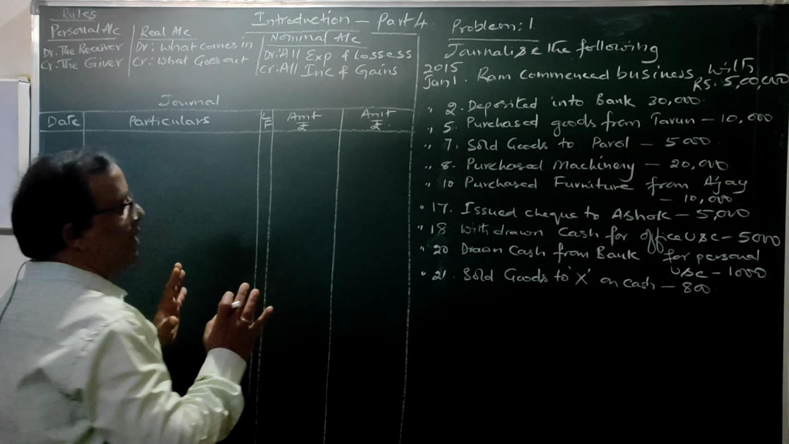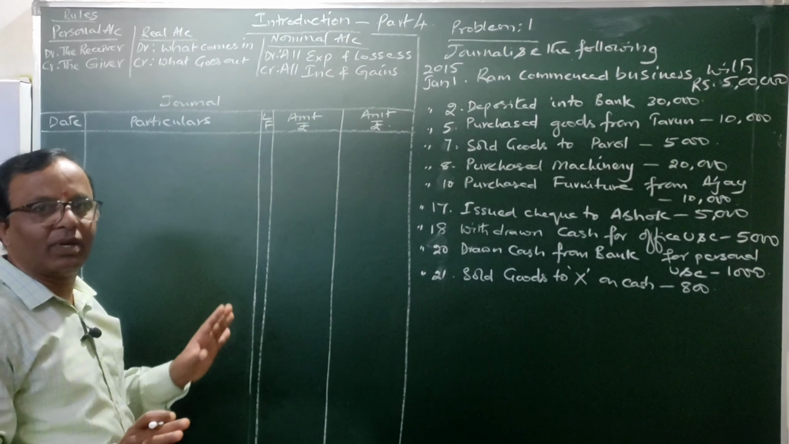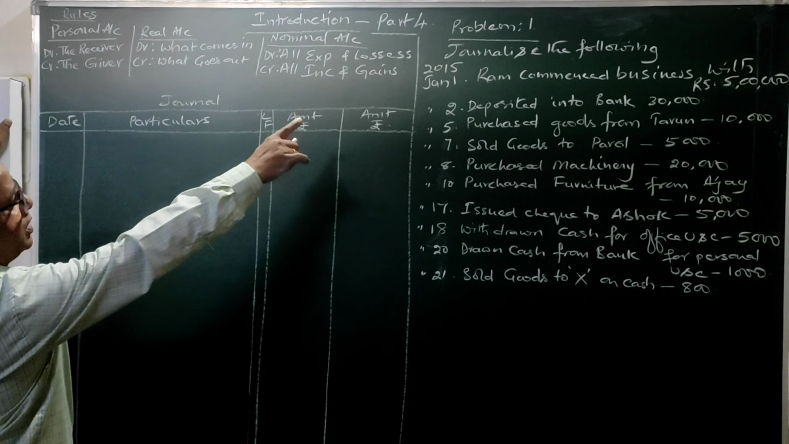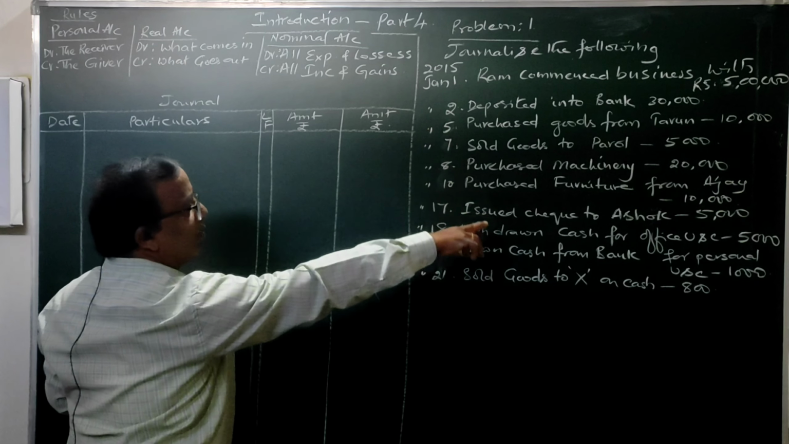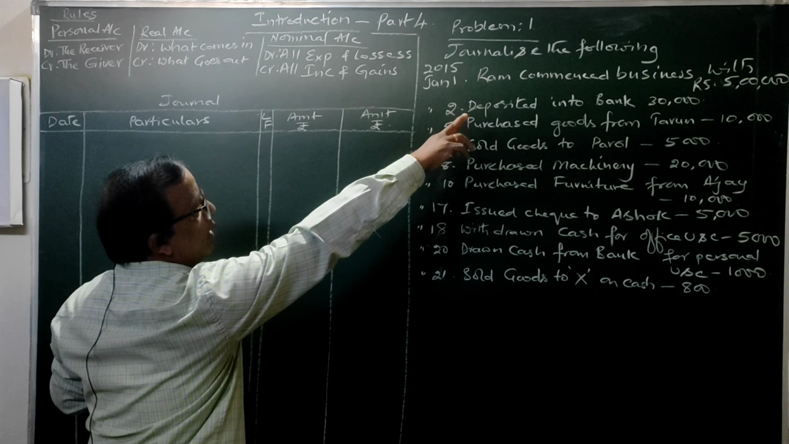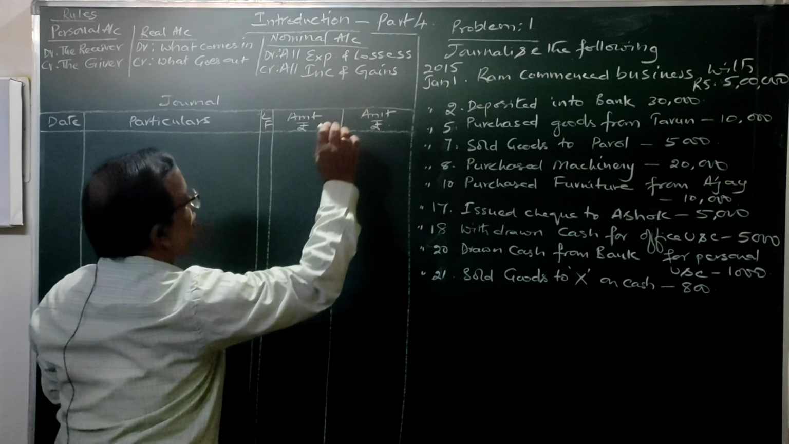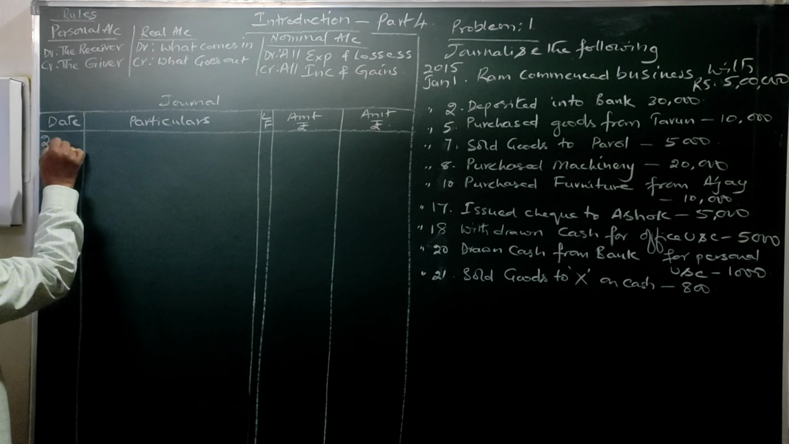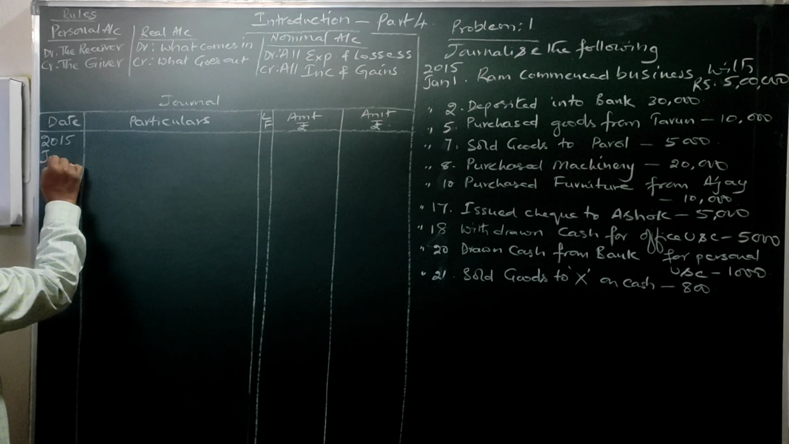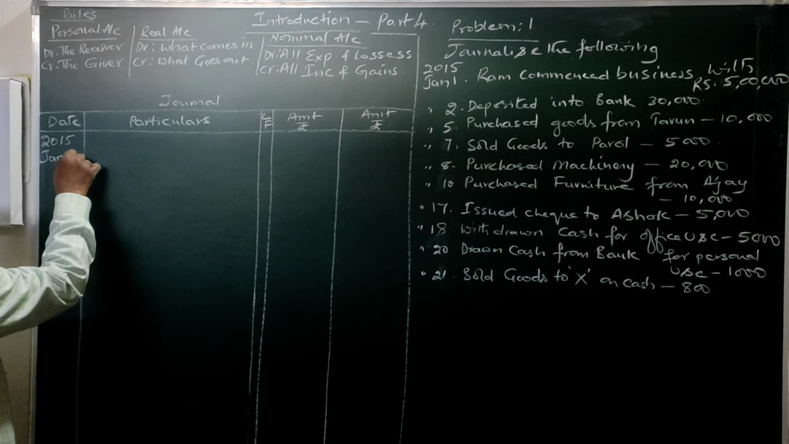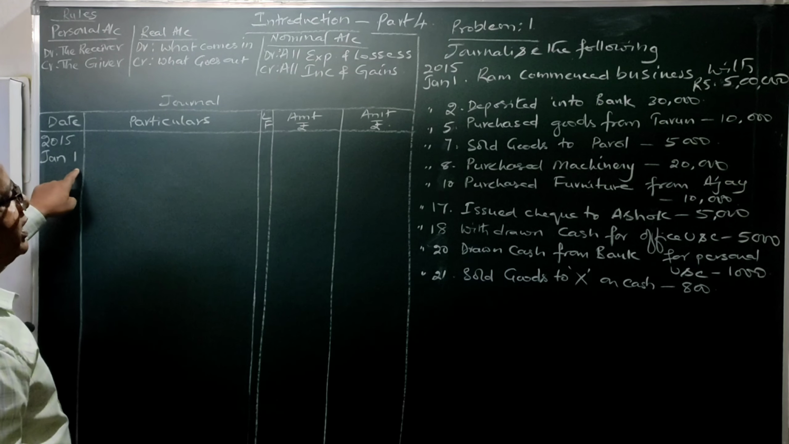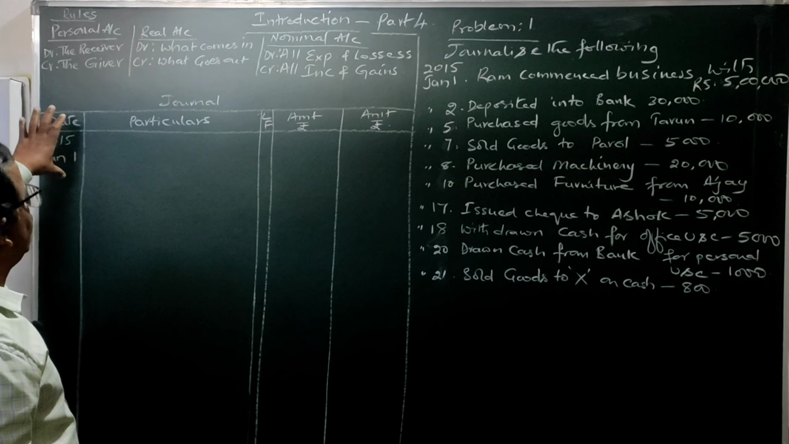Whenever we write the dates in the date column, in the journal or in the ledger, first of all we should write the year. Our year here is 2015. I have written the problem here for your pursuit, so you can go through it. What is said? Journalize the following transactions. So the year is 2015, and we write 2015. Then again we should write the month, January. The first transaction is on the first date, number 1. So year, month, date: this is how we write in the date column.